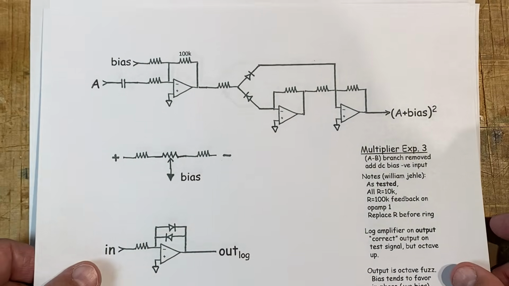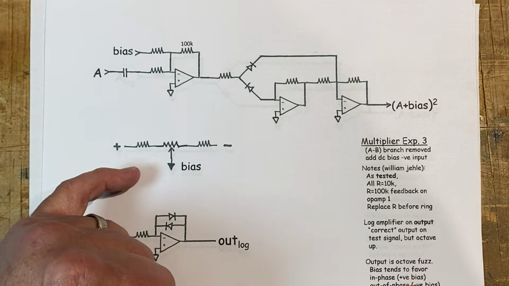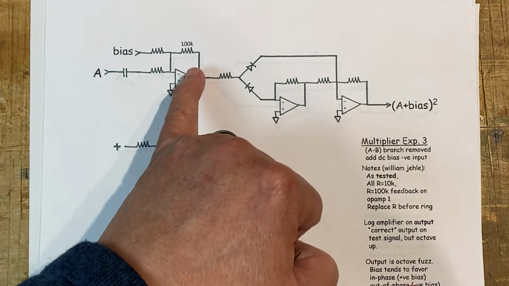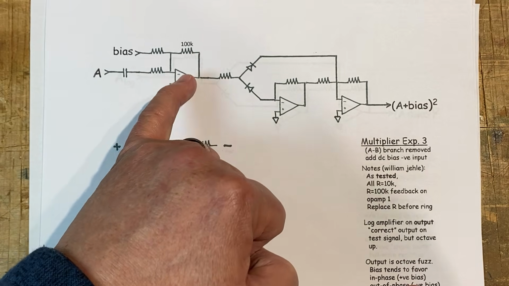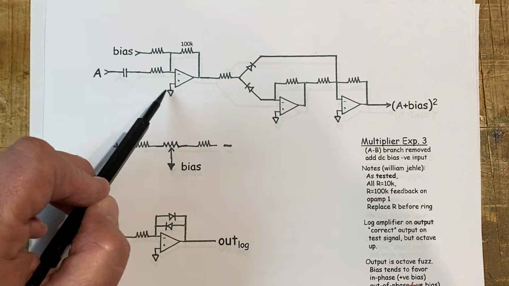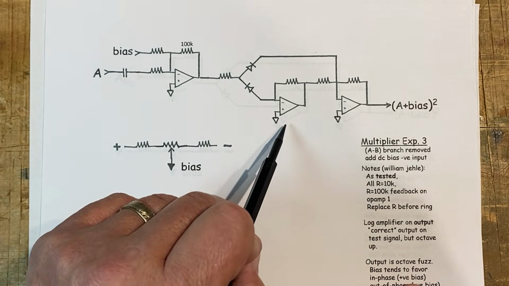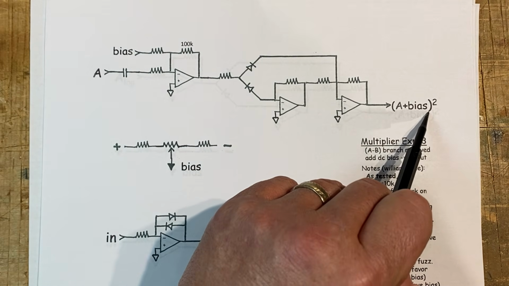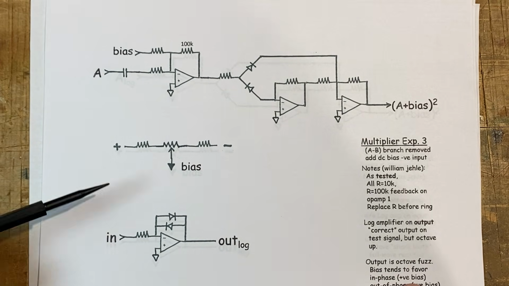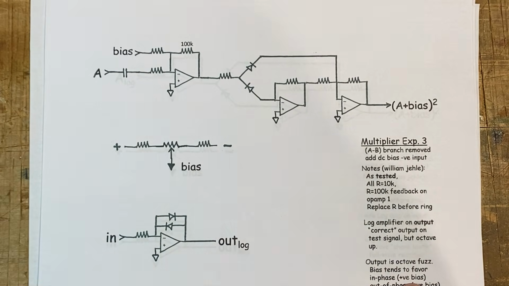Another thing I want to try is a variation on this two-quadrant multiplier. I'm going to go back and put the bias in as an input in the inverting input. I am going to increase the gain on this initial stage. I'm putting in 100K here, so this has a gain factor of about 10. It's going to go through this same squarer circuit to give me my A plus bias squared. I'm also going to play around with putting the log circuit at the output stage rather than the input to see what difference that makes.